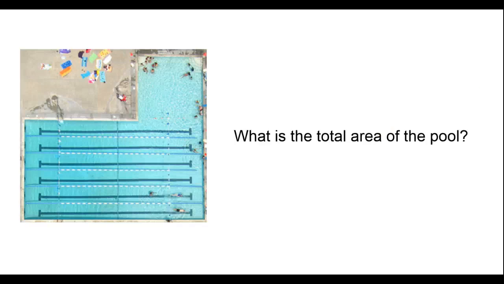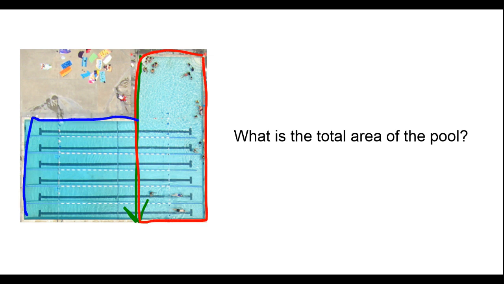However, as soon as we get to something a little bit more complicated, we have to start using some more sophisticated strategies. And in this case, it might make sense to break the swimming pool down into smaller pieces. Now, one way we could break it down is to draw a line straight down here and break it into the red rectangle and the blue rectangle. But as we can see, the swimming lanes go left to right, so that probably isn't the most effective way of talking about the pool.